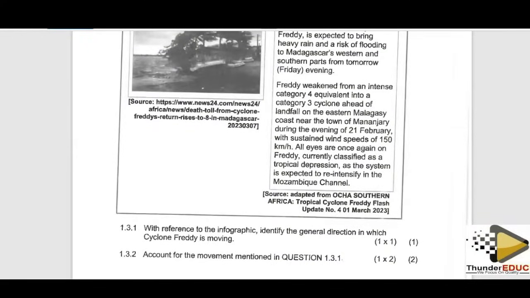So learners, we should not confuse direction with rotation. For this case, they're not referring to the rotation. Instead, they are referring to the general direction in which the cyclone is moving. So this word moving means someone is moving from one point to another point, but it's not spiraling, right?